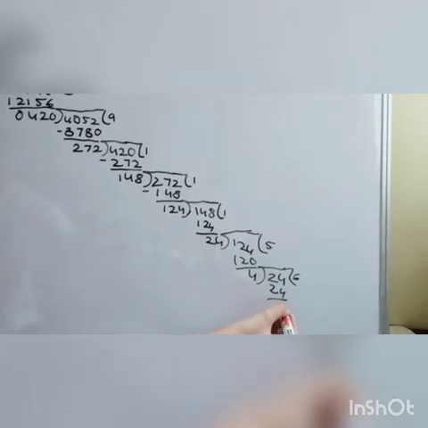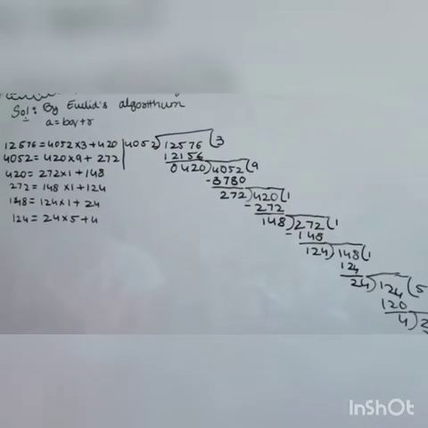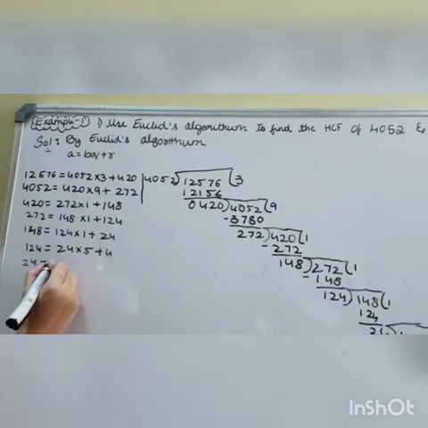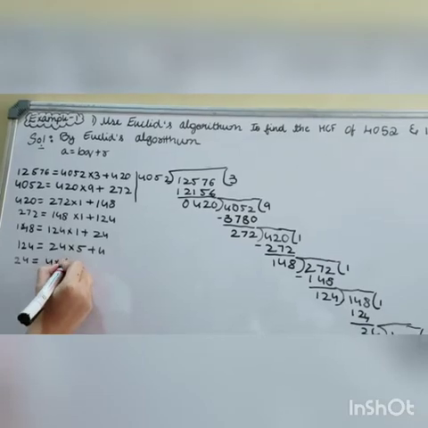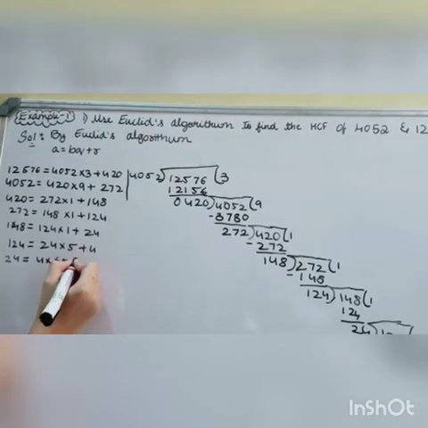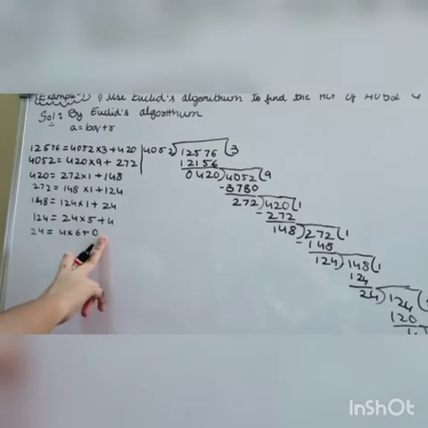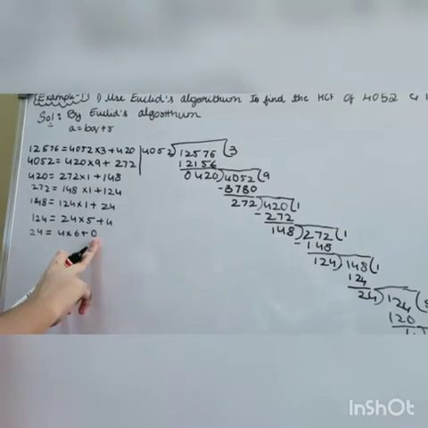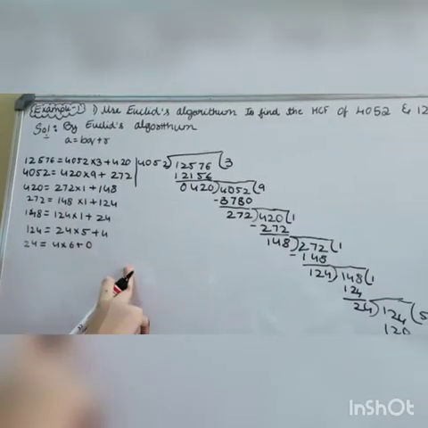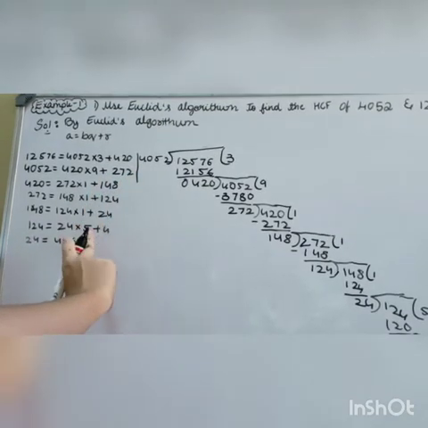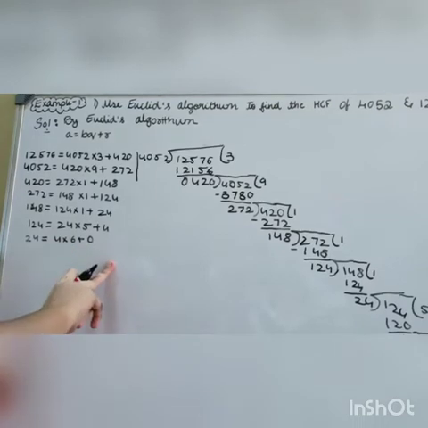Now here is 0. Okay. So here 24 can be written as 4 into 6 plus 0. So we'll get the remainder here 0. Then if we get the remainder 0, that means it was the last step. So we have first, second, third, fourth, fifth, sixth, seventh. We have 7 steps here.